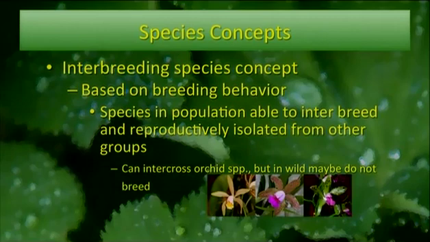So you can intercross orchid species, but in the wild they maybe do not. Here are different types of Cattleya alliance members. That looks like a Laelia. This looks like a Cattleya. This looks like another Cattleya. So with orchids, you can intercross species artificially, but in the wild, maybe not so much. That's an example of the interbreeding species concept.